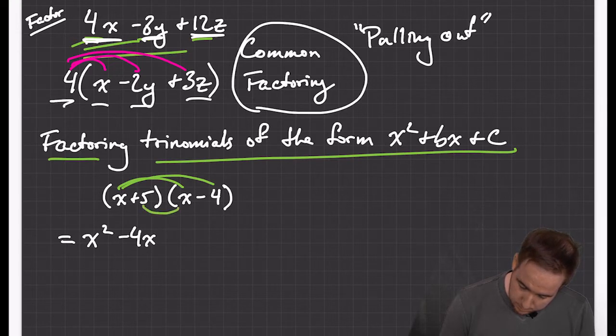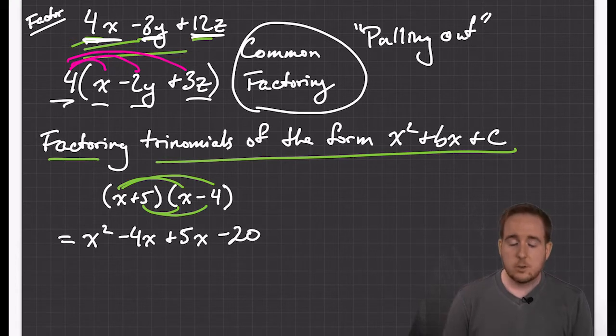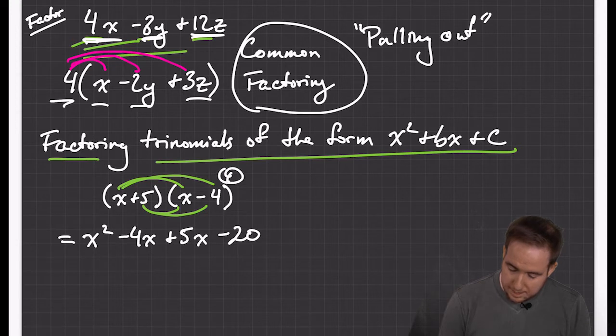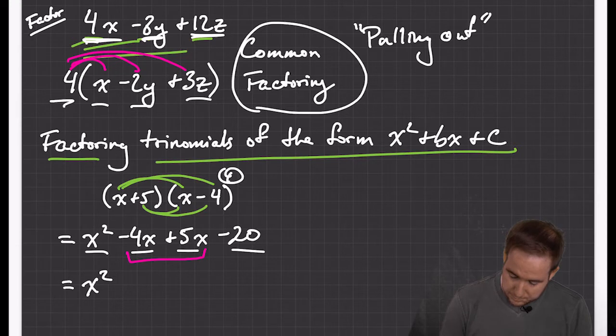The third one would be plus 5x. And the last one, 5 times minus 4 is minus 20. So every time you do this, you have 4 of these little arrows. That gives you 4 terms. You always notice that the middle 2 terms are like terms, and you can put them together. Minus 4 plus 5 is plus 1x, minus 20.